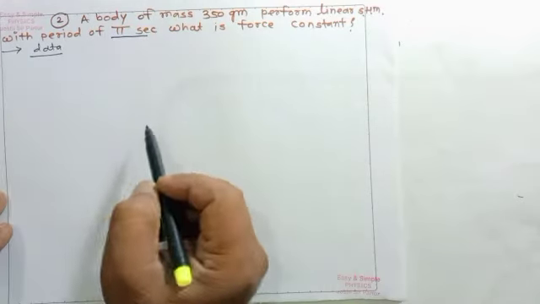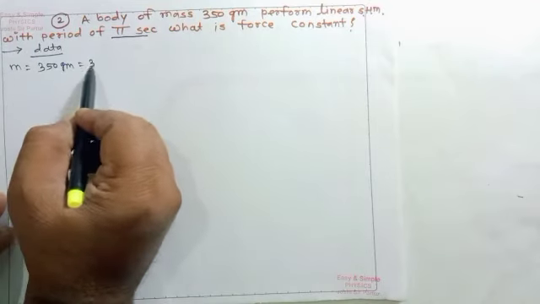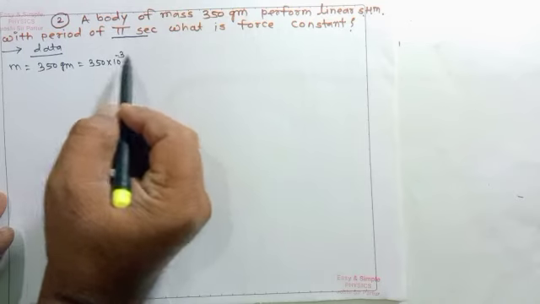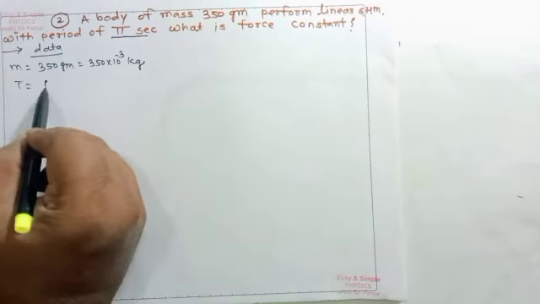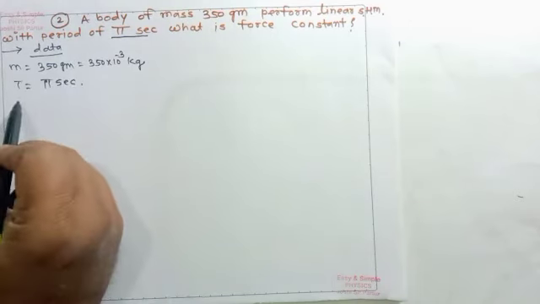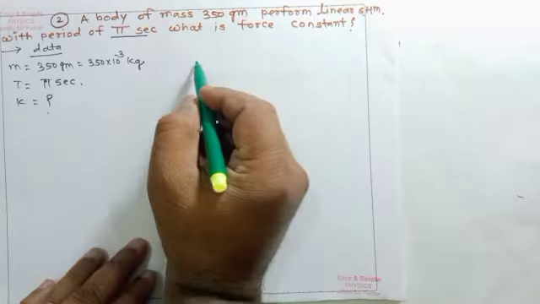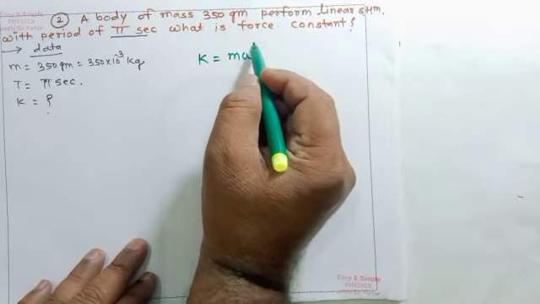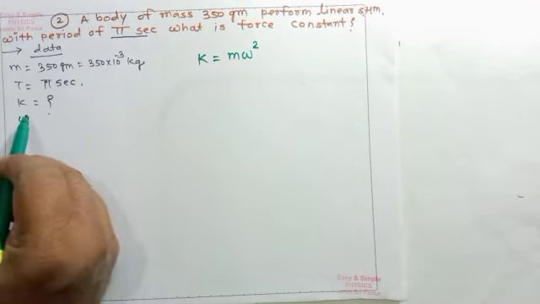So here in this example, mass is given, mass is equal to 350 gram, means 350 into 10 to the power minus 3 kg. And here time period is given, pi second, and we can calculate the value of k. So first of all, for force constant, the formula will be k equal to m omega square, or omega square equal to k upon m.